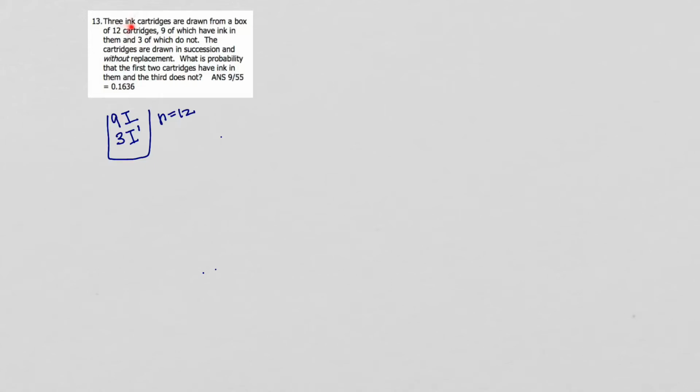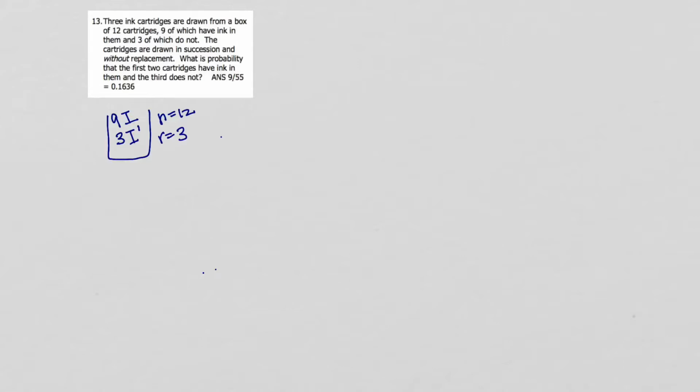We've got 3 ink cartridges that are going to be drawn from a box of 12, 9 of which are with ink. So here's a box of 12 ink cartridges. There's 12 of them all together, and we're going to draw 3. So R is equal to 3. And in this box, there's 9 with ink, so 9I, and 3 without ink, I prime for not ink.